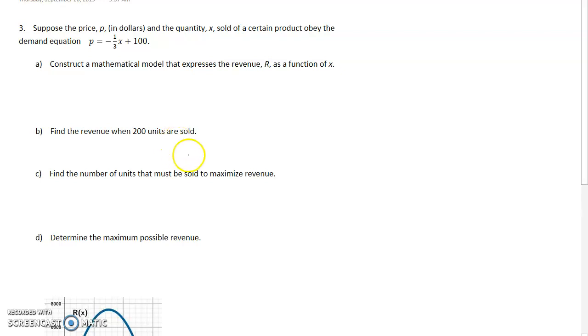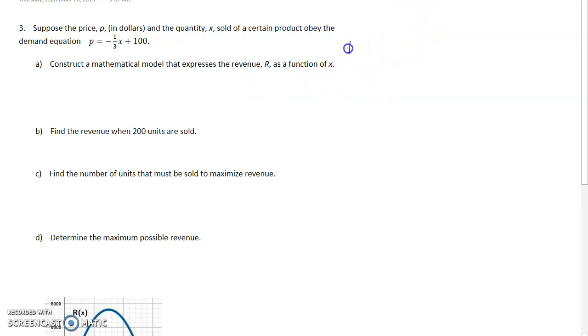Since we were not able to go through this one in class, I'm going to take some time to explain this last problem that was on the last ACT. It was on the ACT that we did on September 23rd, and we never got to this last page. So it says, suppose the price P in dollars and the quantity X sold of a certain product obey the demand equation P = -1/3 X + 100. Construct a mathematical model that expresses revenue as a function of X.